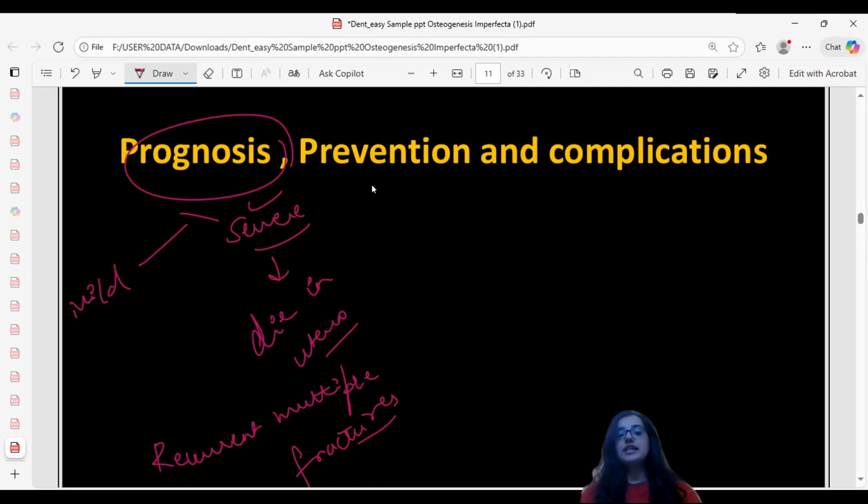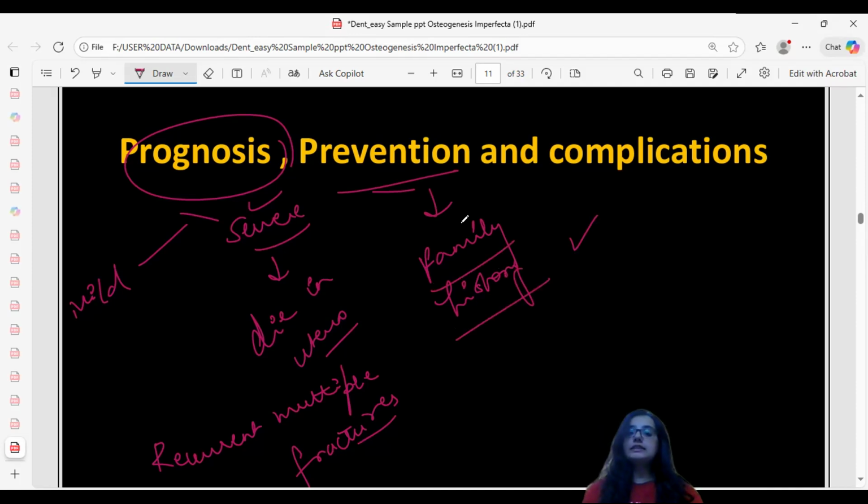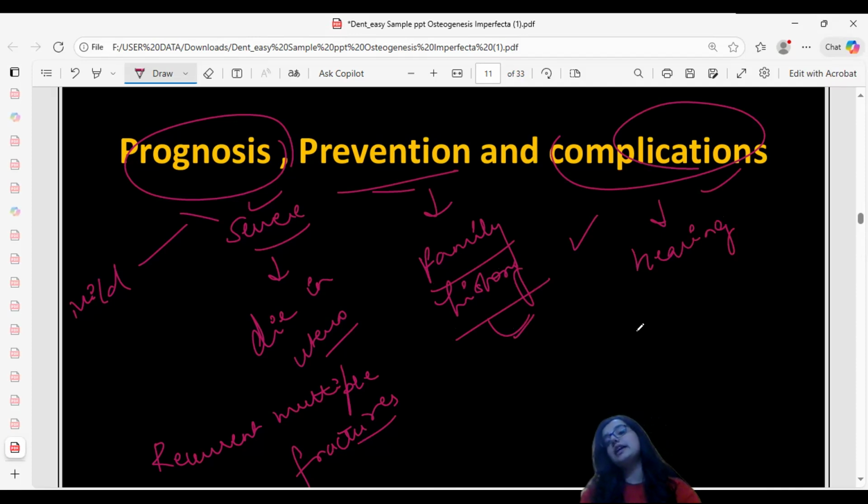Then the prevention can be, because we said that it is a genetic disorder, if we know the family history, we can prevent it, considering that it is an autosomal dominant disorder and all of that. Complications can be hearing loss, there can be cardiopulmonary complications, there can be neurological complications and all.